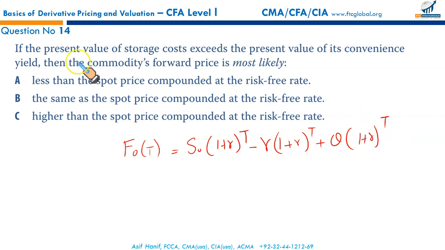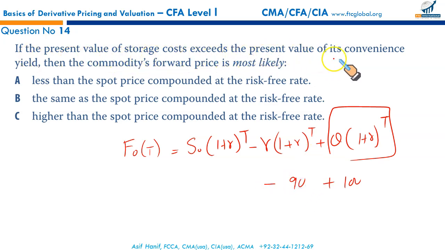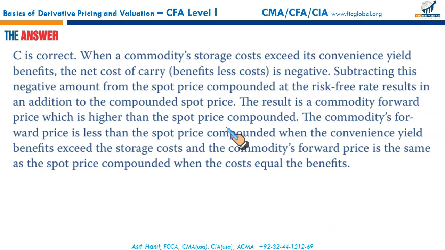Now let's do it. If the present value of the storage cost exceeds the present value of the convenience yield, let's say if this is 100, just assume numbers, and let's say if this is 90. If the present value of the storage cost exceeds the present value of its convenience yield, then the commodity's forward price is most likely to be higher. There will be a net 10 to be added to the compounded spot. So that makes C the correct option, higher than the spot price compounded at the risk-free rate. Without doubt, C. The formula says it so. C is the right option.